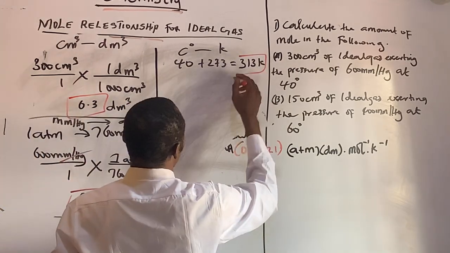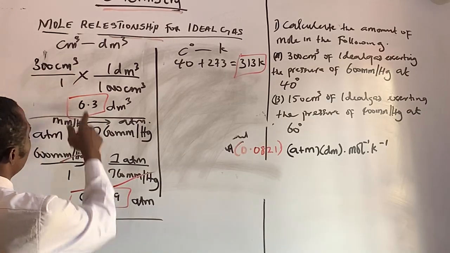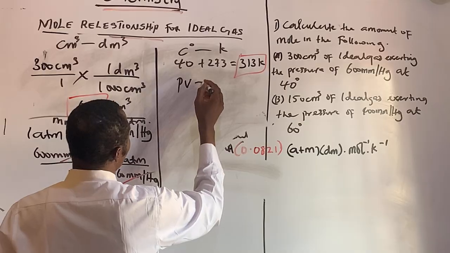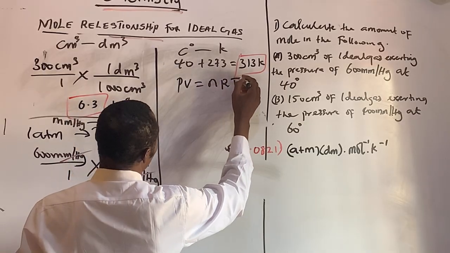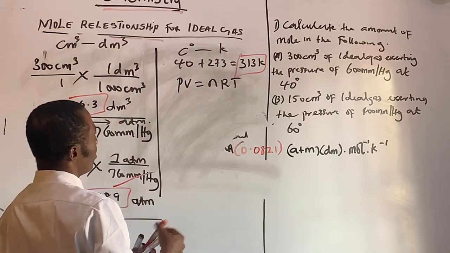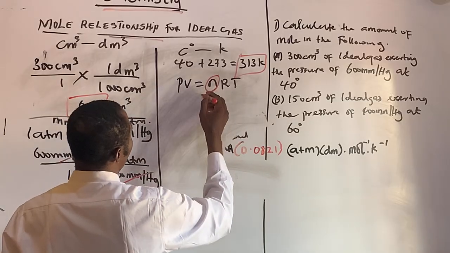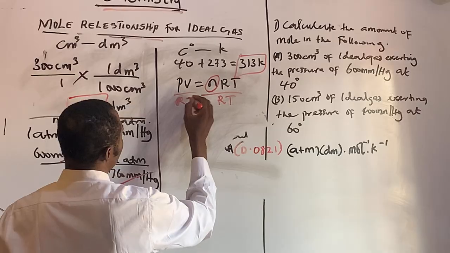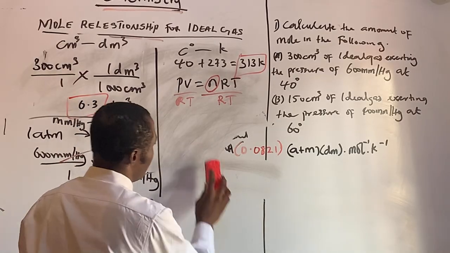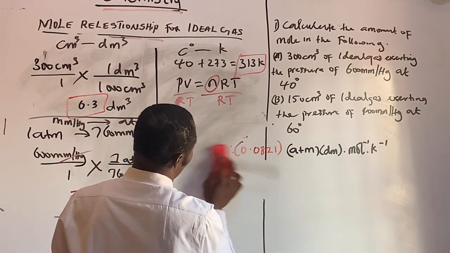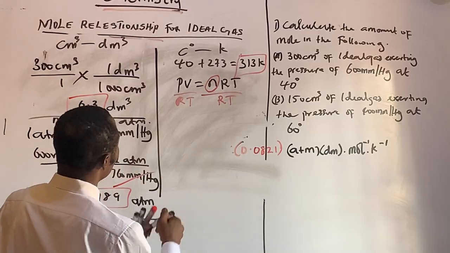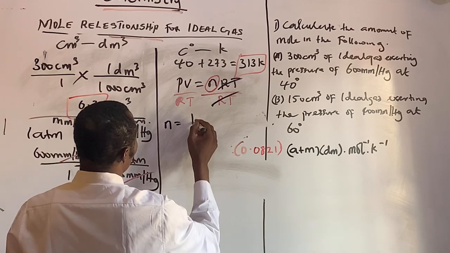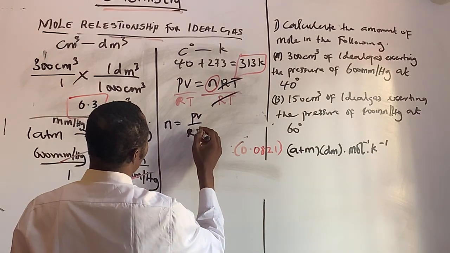Now, this has been converted, this has been converted, this has been converted. The formula remains PV is equal to nRT. Now, we're looking for n, which is the number of mole. So n is divided by RT, divided by RT. So what do we have? Make a space for myself. I need this value. So that n is equal to PV over RT.